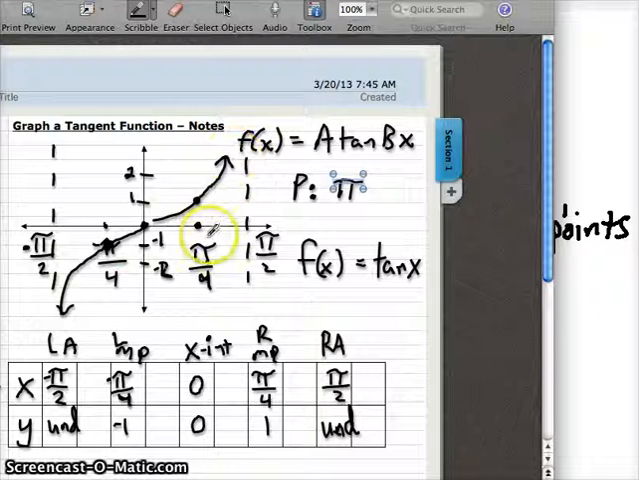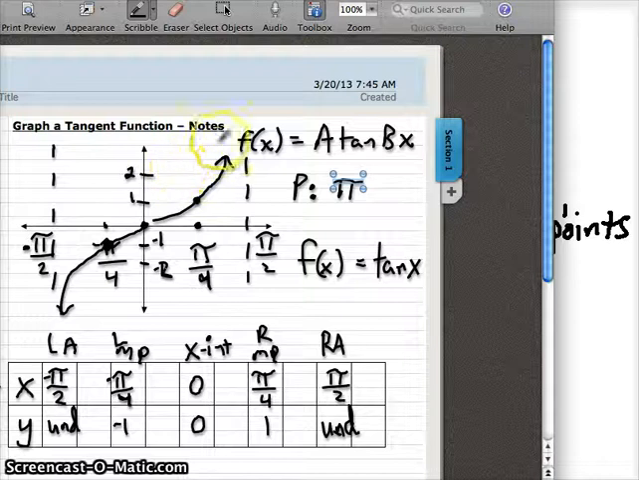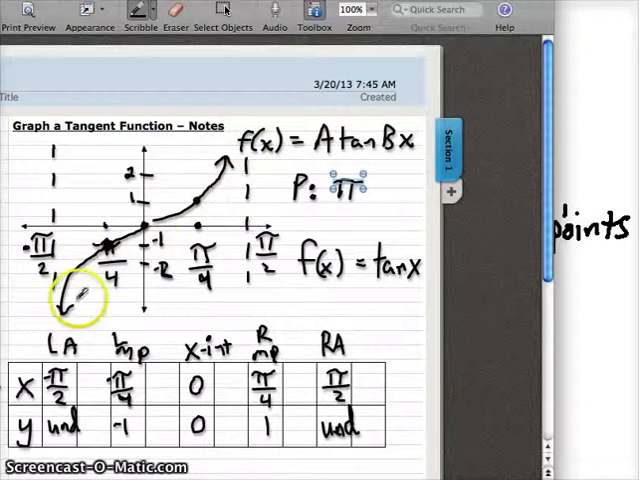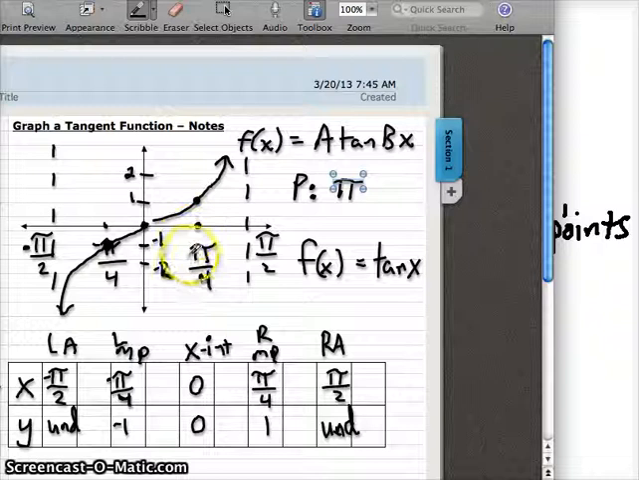And so there is not an amplitude, because there is no maximum value. It will continue to go on and approach infinity up here. There's no minimum, because this graph will approach negative infinity down here, and so really there's no amplitude of tangent functions. This is the information you need to graph.